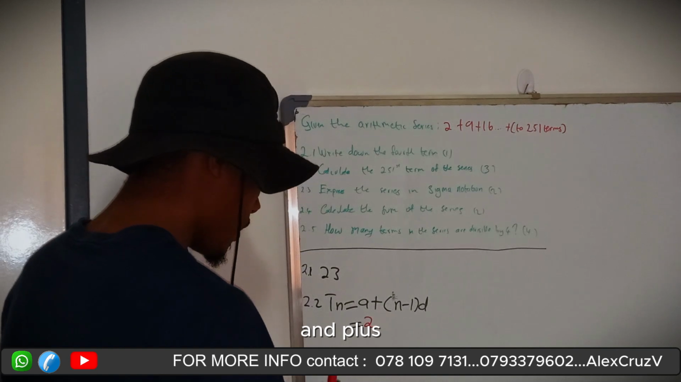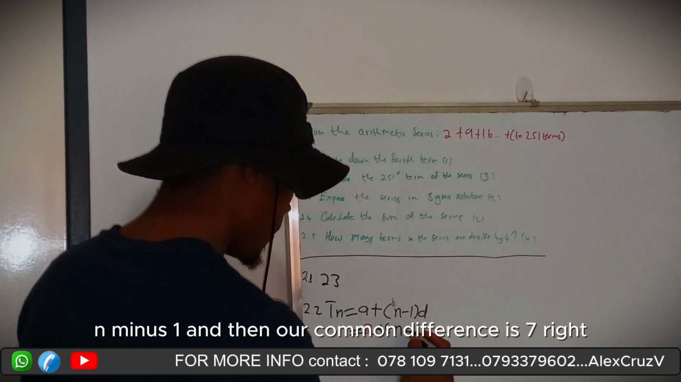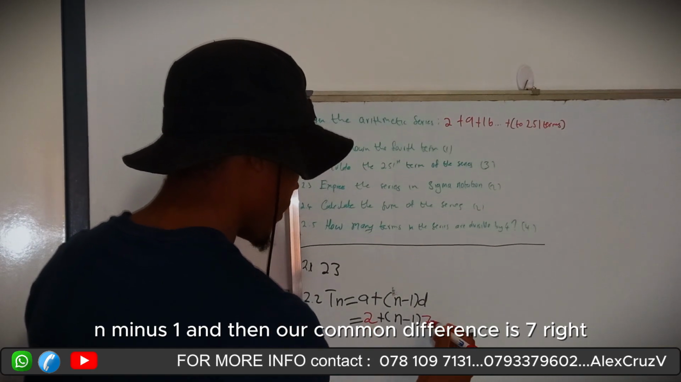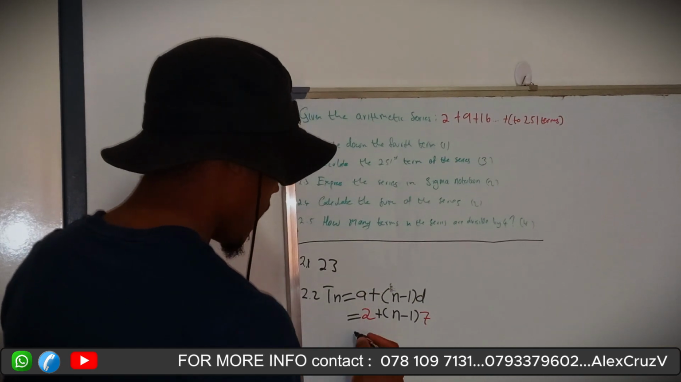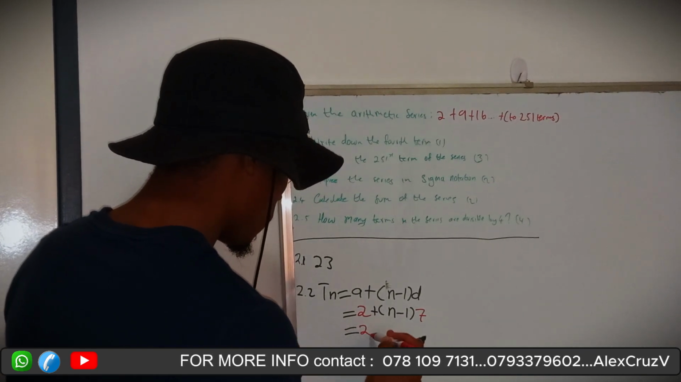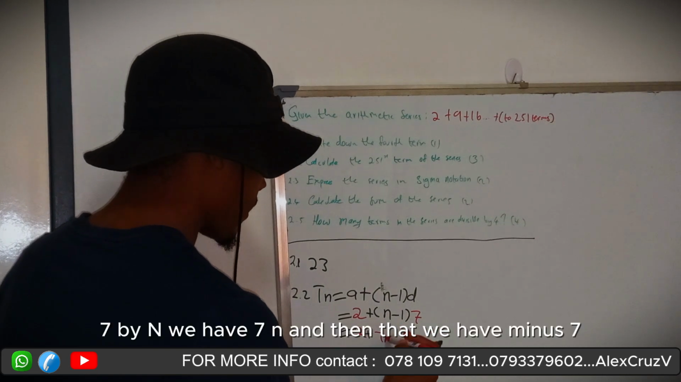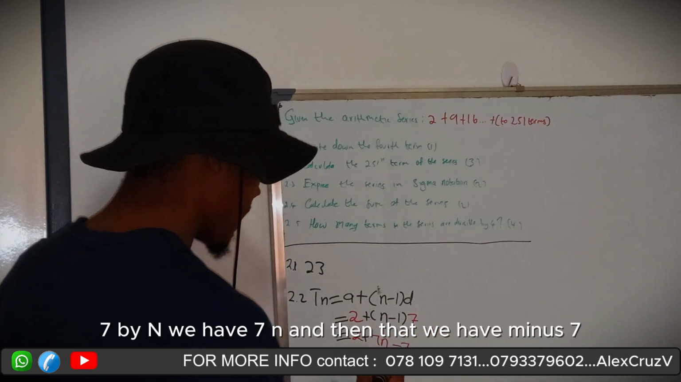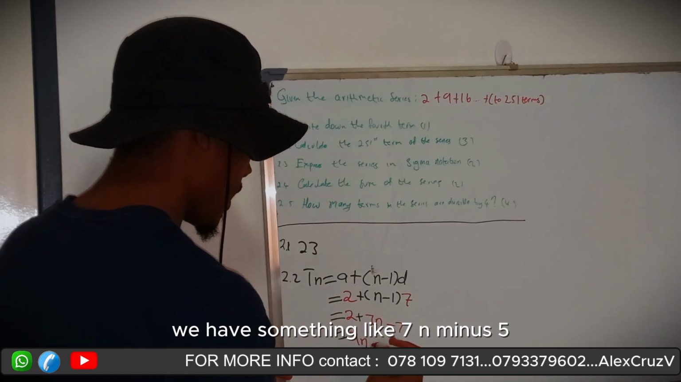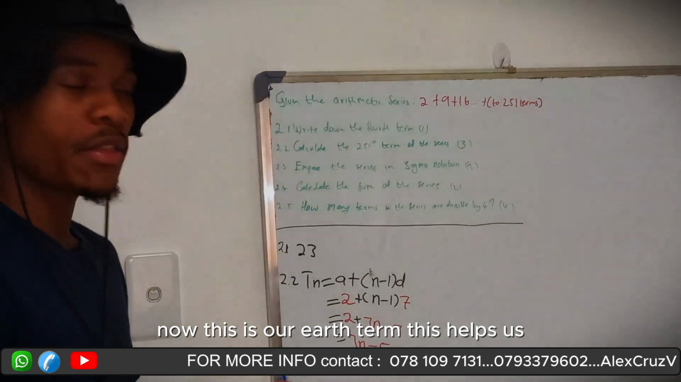And plus n minus 1. And then our common difference is 7. Right. Now we simplify everything. 2 plus 7 by n, we have 7n, and then we have minus 7. And then we simplify further. We have 7n minus 5. Now this is our nth term.